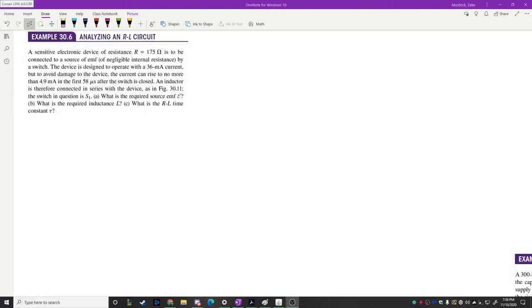Okay, this is the second hour of Physics 1C for November 10th, and in this problem we are analyzing an RL circuit. A sensitive electronic device with a resistance of 175 ohms is to be connected to a source of EMF with negligible internal resistance by a switch. The device is designed to operate with 36 milliamps of current, but to avoid damage to the device, the current can rise to no more than 4.9 milliamps in the first 58 microseconds after the switch is closed.